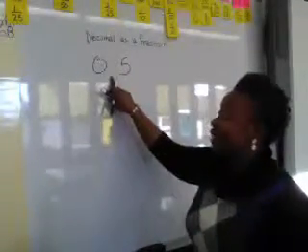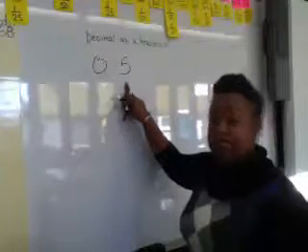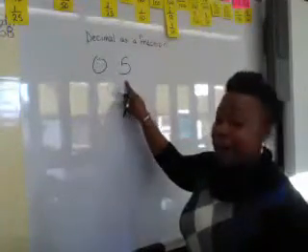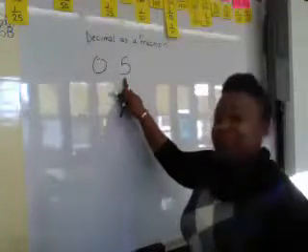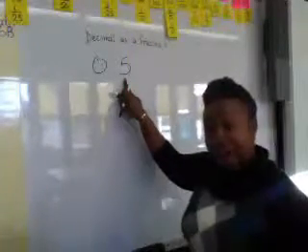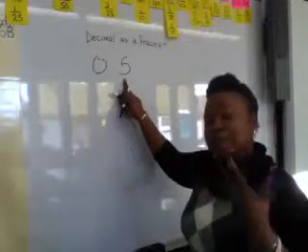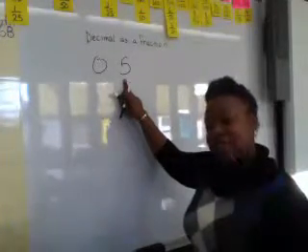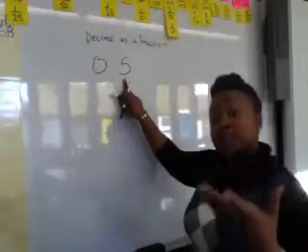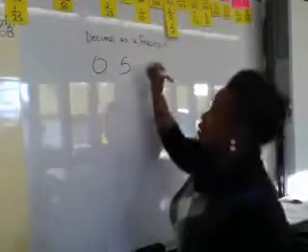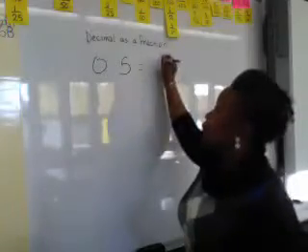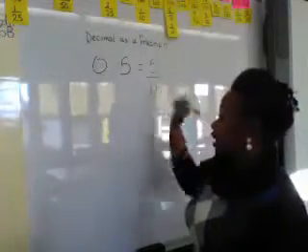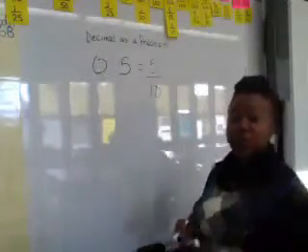0 and 5/10. 0 and 5/10. What's the last thing I'm saying? 5/10. Okay, so as a fraction, 0 and 5/10 will be 5/10. Okay? Now let's reduce 5/10.